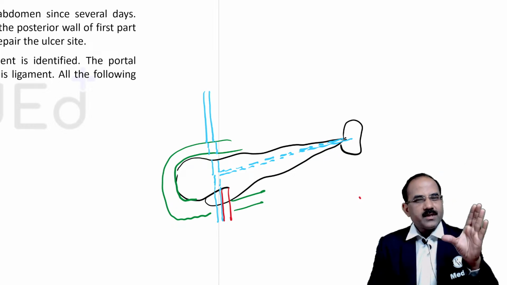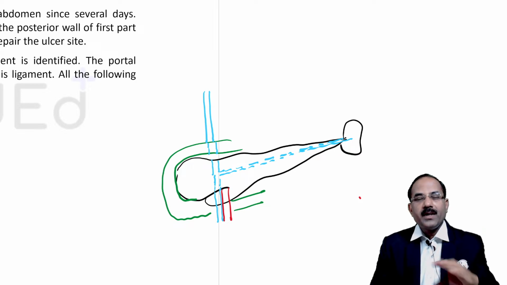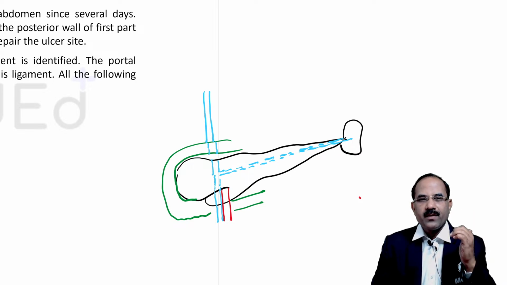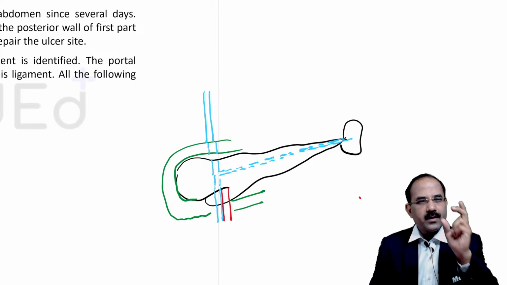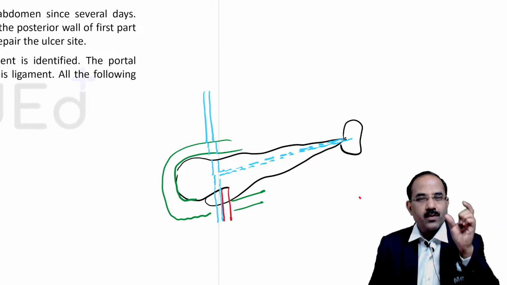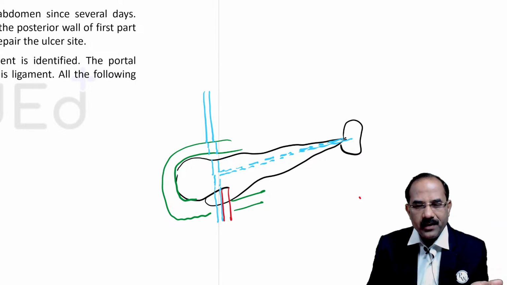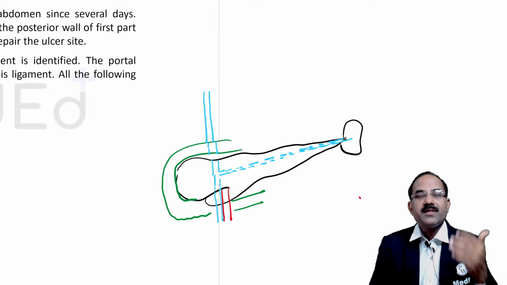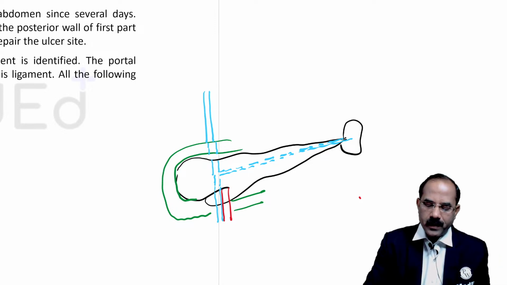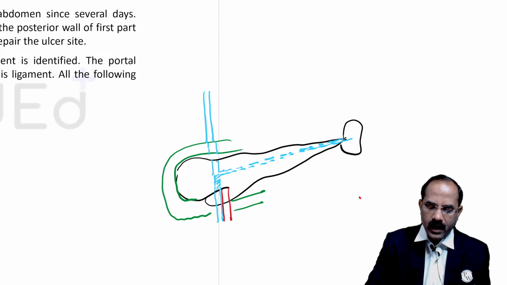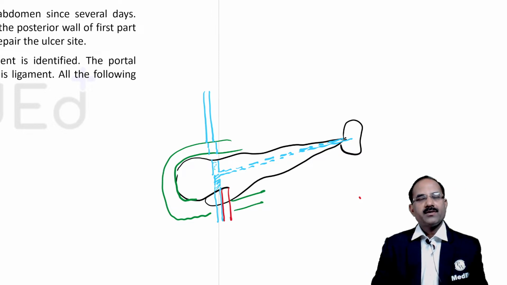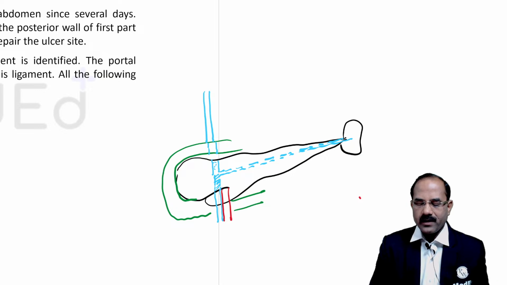So if you get an MCQ stating structures lying behind the neck of the pancreas, what would it be? There are two structures lying behind the neck of the pancreas. One is the superior mesenteric vein, and second one is the portal vein. Remember this, superior mesenteric vein in the lower part and the portal vein in the upper part. So this is what lies behind the neck of the pancreas.